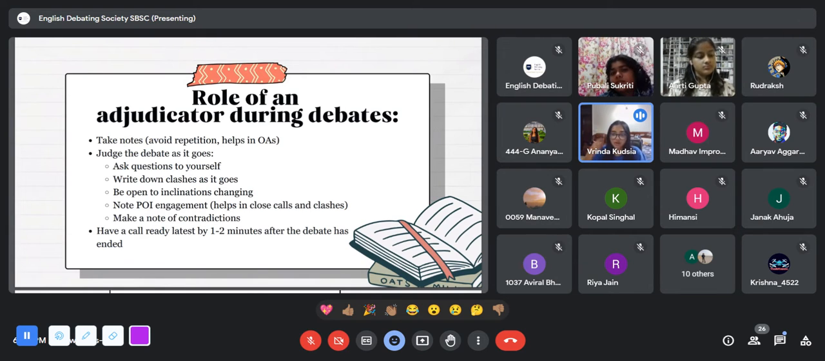And a way you can go ahead and do that is, of course, by evaluating the debate as and when it goes, and not by waiting till the very end, thinking that once the debate is completely done, that's when I'll start the evaluation. So, yep, that's basically in terms of your role as an adjudicator during the debate. We can go to the next slide.